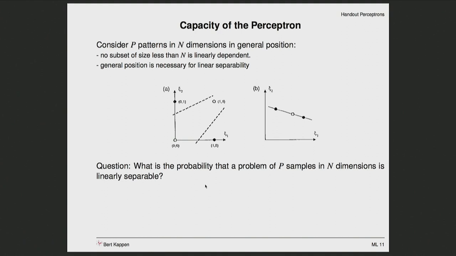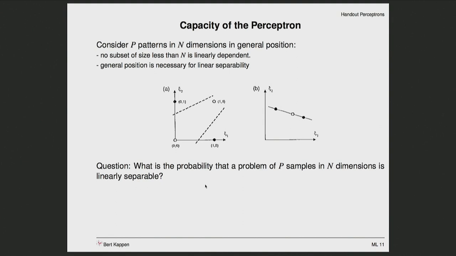Now I add a fourth point, and now what? So now we have 2 to the p, which is now 16 problems, and some are linearly separable and some are not. If I have 3 of one class and 1 of the other class, it is linearly separable. But if I make an exclusive OR problem on this, where this is one class and this is the other class, I cannot separate them, right?